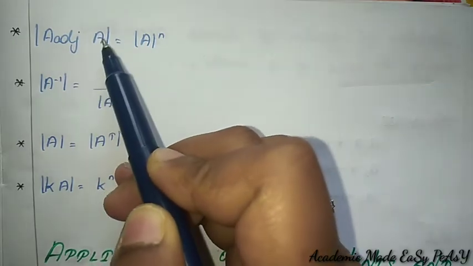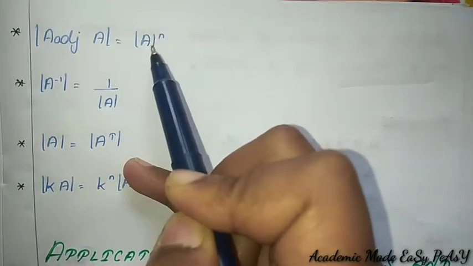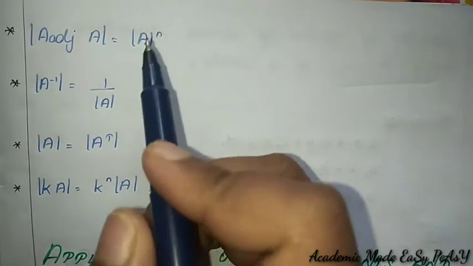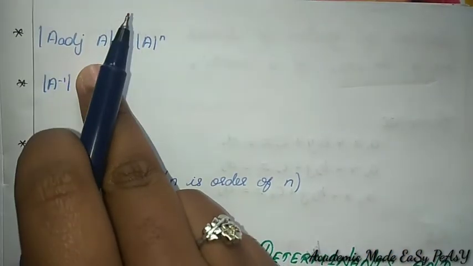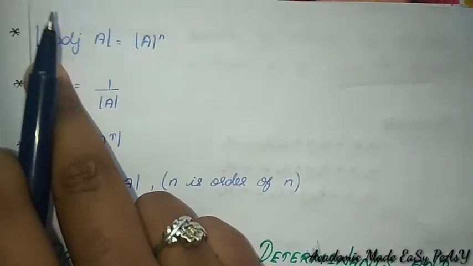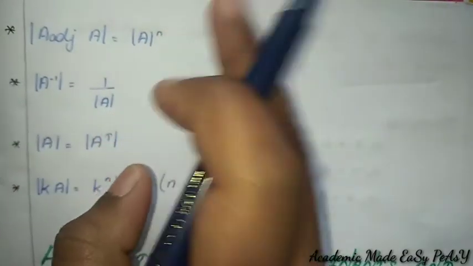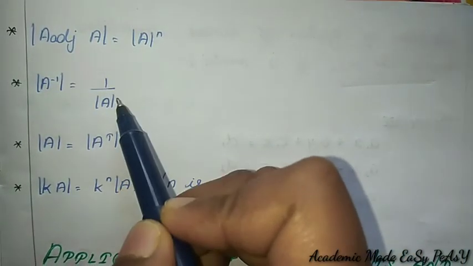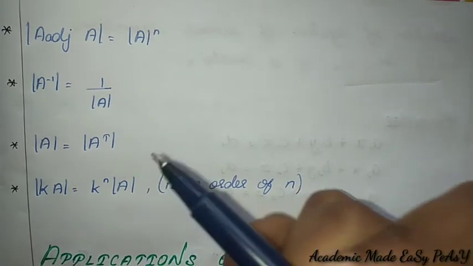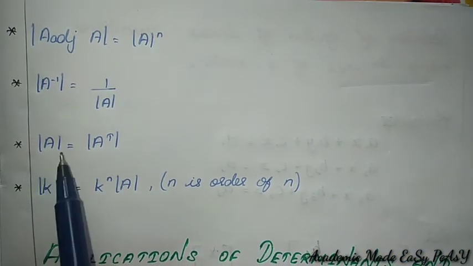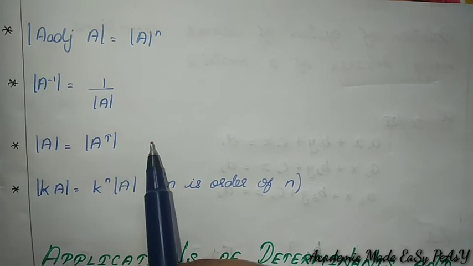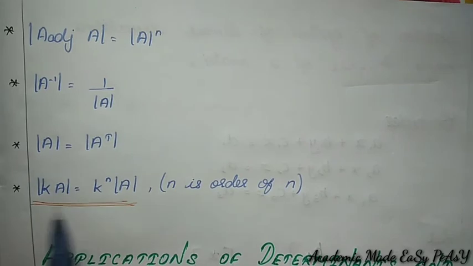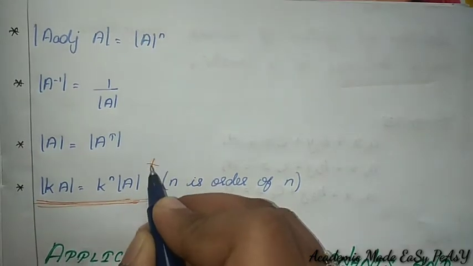Matrix A into adjoint A determinant is equal to determinant A power n. Only if adjoint is given, then n minus 1. If A into adjoint A, then n alone will be there. And here determinant A inverse is equal to 1 by determinant A. Now here determinant A is equal to determinant A transpose, and this is one of the important formulas I said in the beginning of the chapter itself.